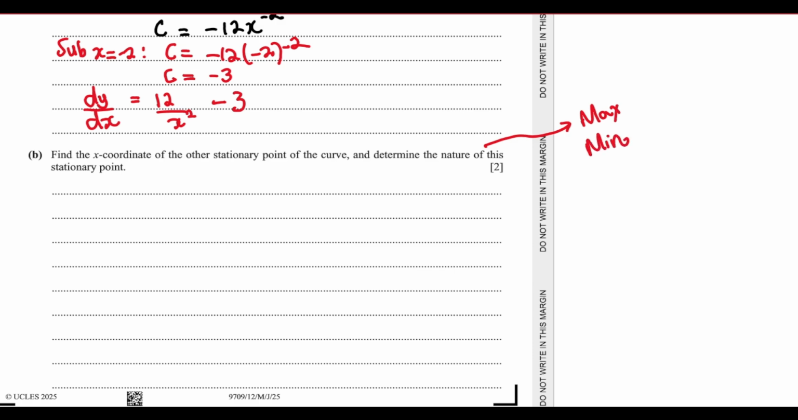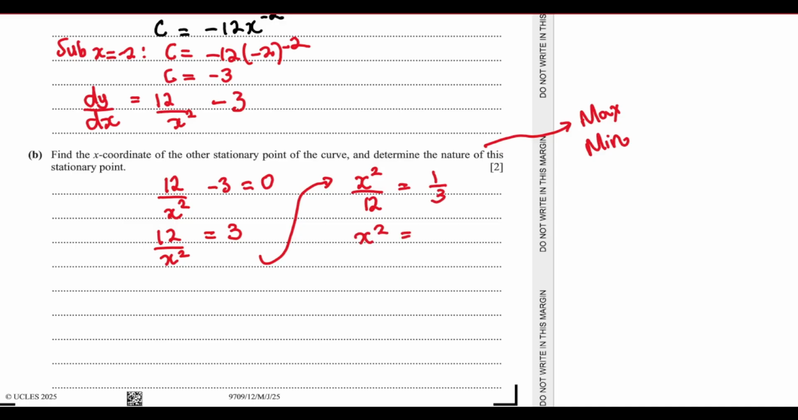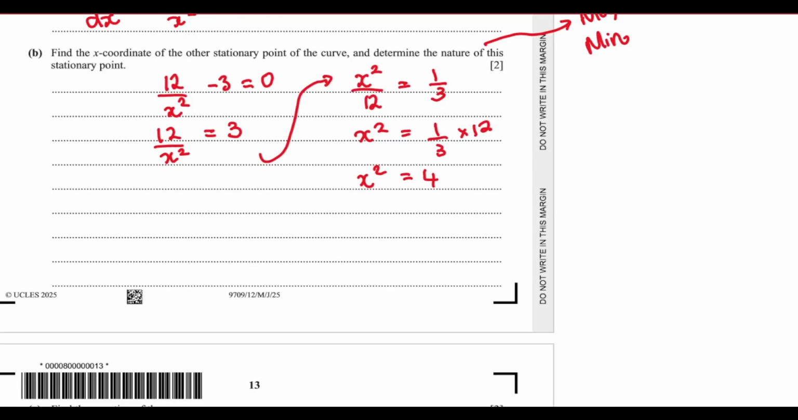Okay, well, how do we find a stationary point? You need to take the first derivative and equate it to 0. We'll have 12 over x squared is equal to 3. Let's make use of our space here. Let me flip both sides. So x squared is 1 over 3 times 12, which is 4. To get x, you can do plus or minus square root 4, so plus or minus 2.